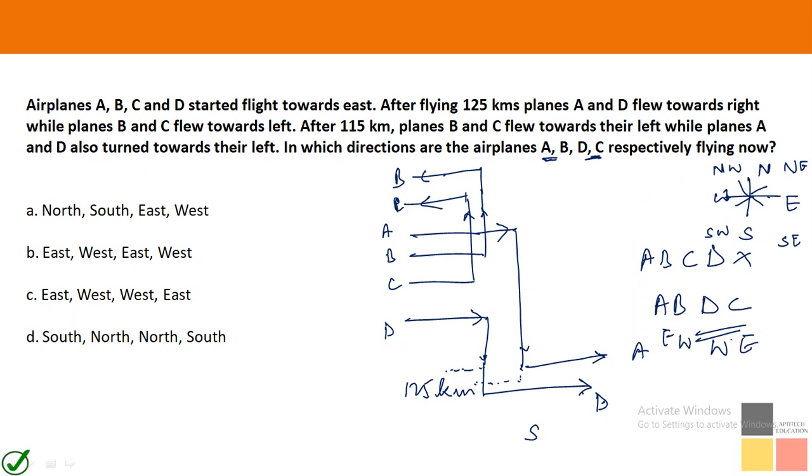So I have to look for A and D, they're in the same direction, that means they're east and east. B and C, they're in the same direction, that means they're west and west. So I have to look for east, west, east, west. East, west, it's option B. My answer becomes option B. Very simple question, just have to be careful.